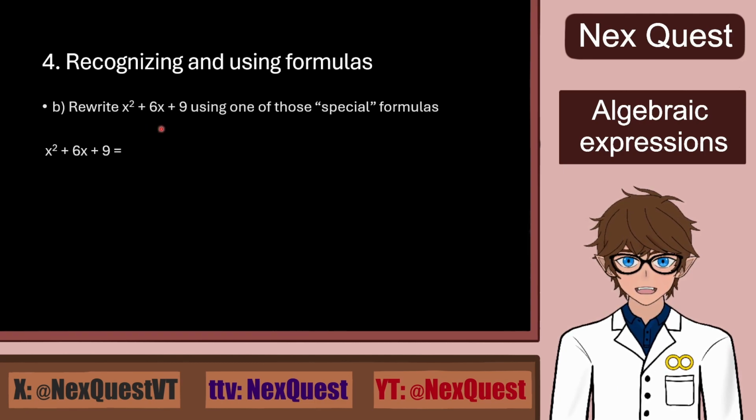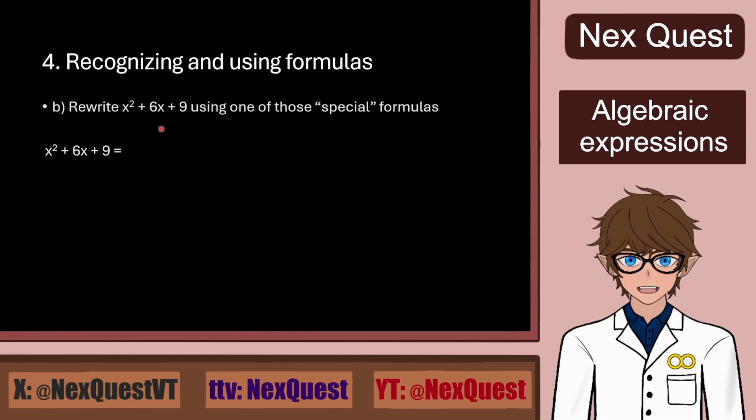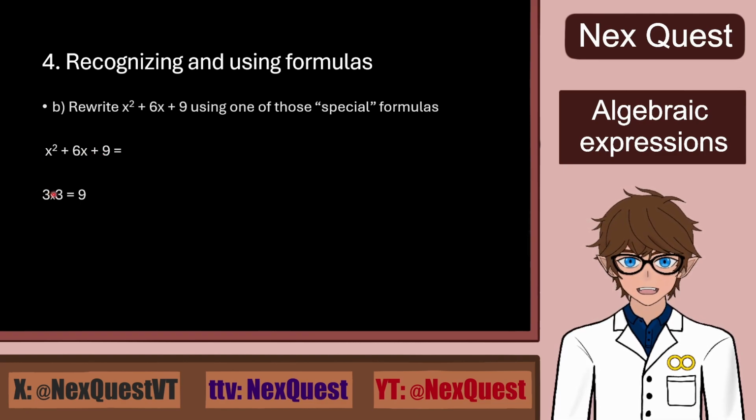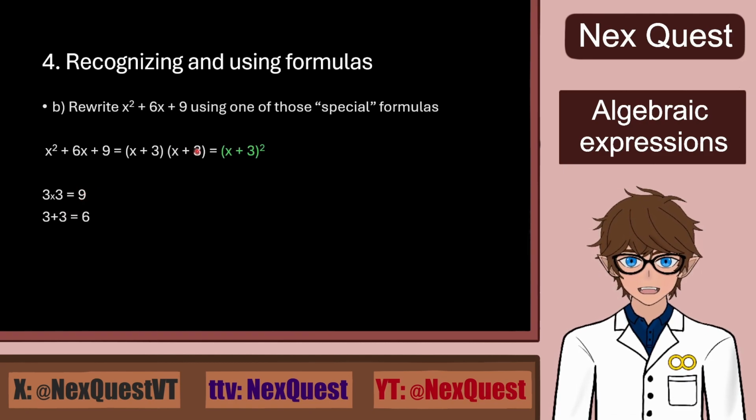Rewrite x squared plus 6x plus 9 using one of those special formulas we learned today. Which one? That's completely up to you as long as you get it right. First, we have to determine which one to use. Well, we see that 9 is a square of 3, and that 6 is 3 plus 3, which gives us the square of the sum. Not very complicated, not very hard.